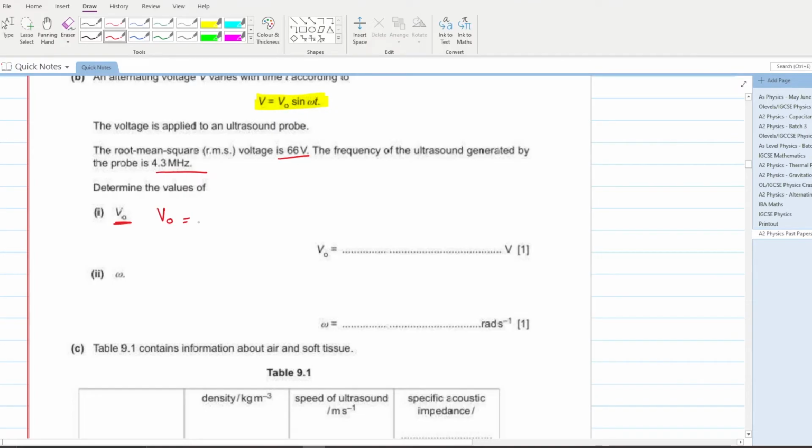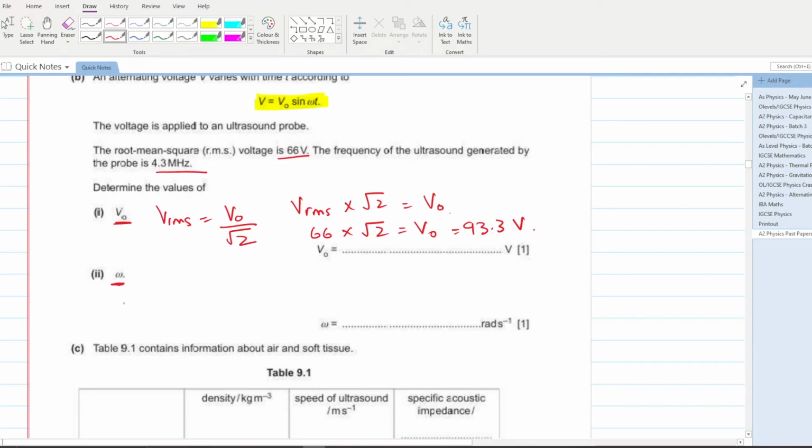Very, very easy. You know VRMS is equal to V naught divided by root 2. We have studied this in chapter number 10. Let's multiply these two values. VRMS multiplied by root 2 is equal to the peak value. What is your RMS value? 66 multiplied by root 2 gives you your peak value. Let's do that. 66 into root 2 comes out to be 93.3 volts. Simple as that.